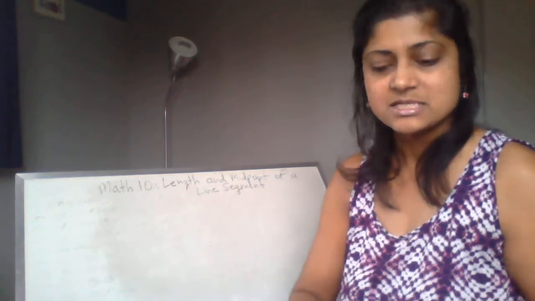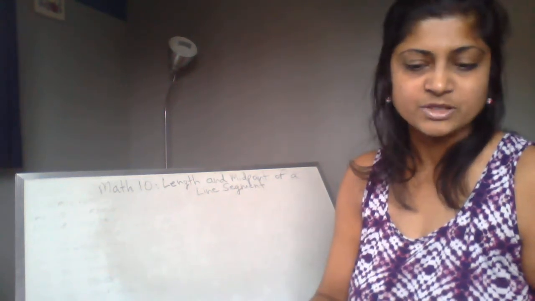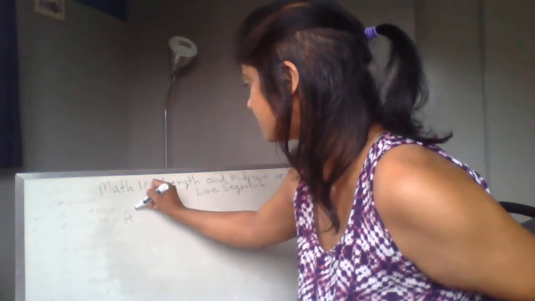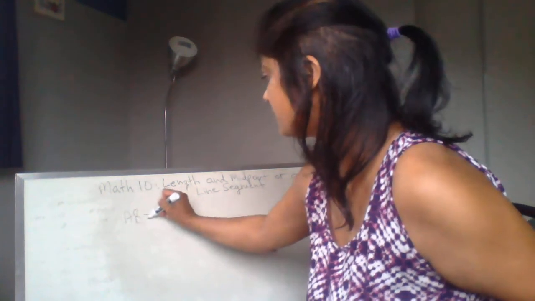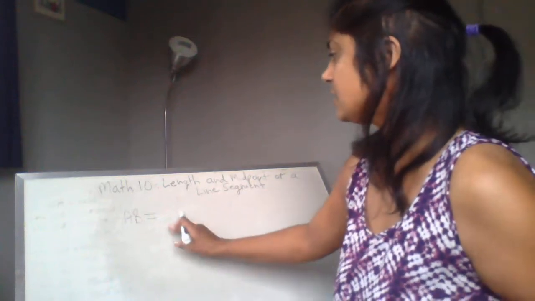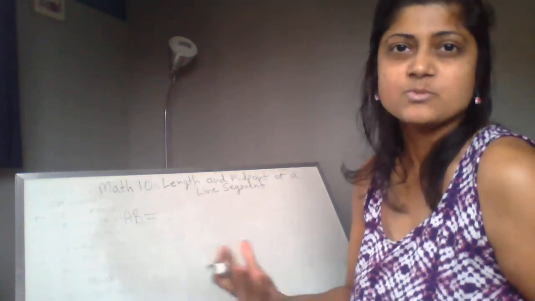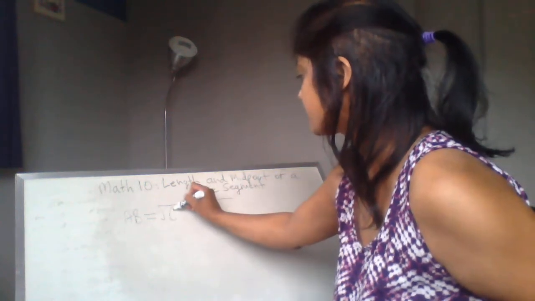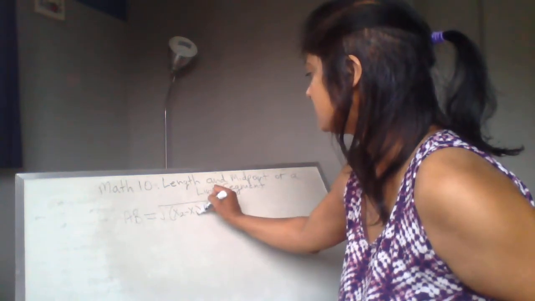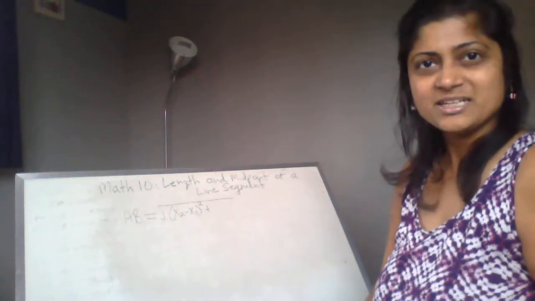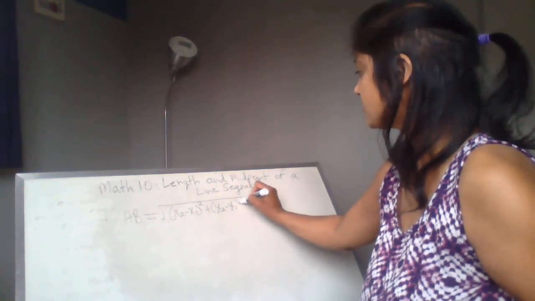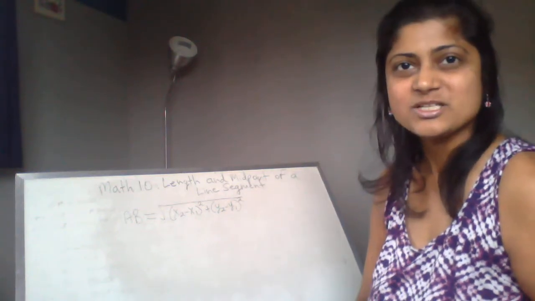Again, we're just going to take some examples from the textbook here. I'm going to write out the formula for the length of a line segment. I'm going to put AB, so we'll just use points A and B. It's going to be the square root of x2 minus x1 whole squared, plus y2 minus y1, and you're going to square it as well. So just like this.